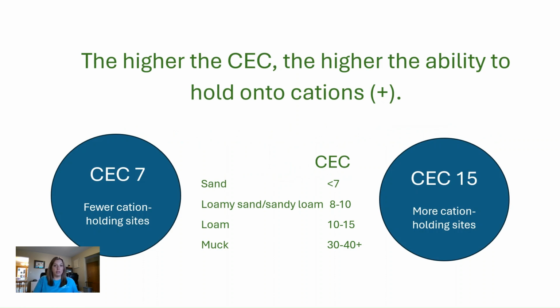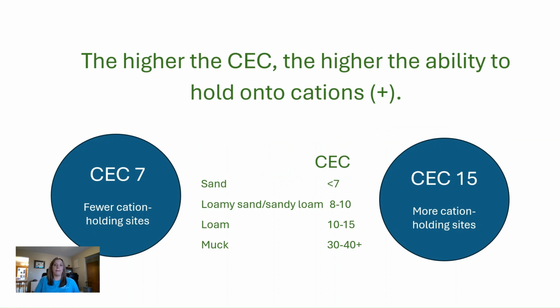nutrients. Generally, in the area that we service and test, sandier soils are going to have a CEC of 7 or less. A loamy sand or a sandy loam are going to have CECs of somewhere around 7 to 10, 7 to 9, 7 to 10. It'd be a little bit on the higher end if you have a high organic matter black sand.